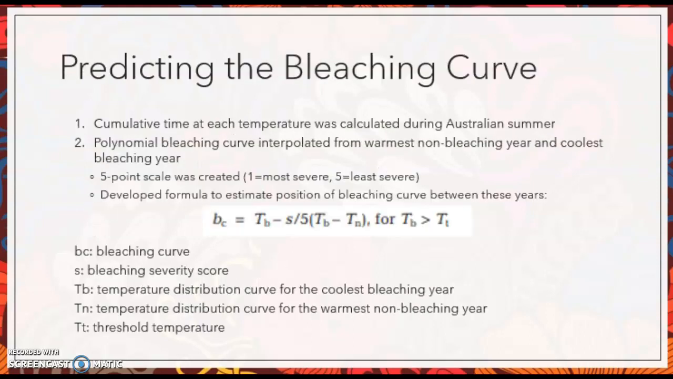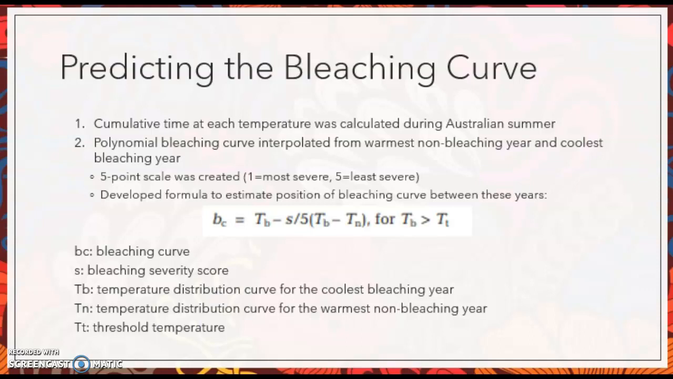He also wanted to develop a formula to predict when coral bleaching is expected to occur based on average daily exposure temperatures. He did this by calculating the cumulative time at each temperature during Australian summer and creating a polynomial bleaching curve. The position of this curve between the warmest non-bleaching year and the coolest bleaching year was estimated based on a formula which used a 5-point scale, with 1 being the most severe and 5 being the least severe coral bleaching.